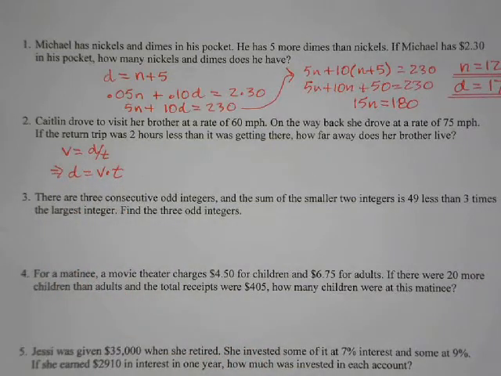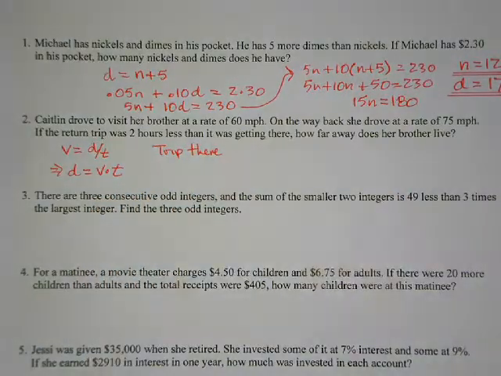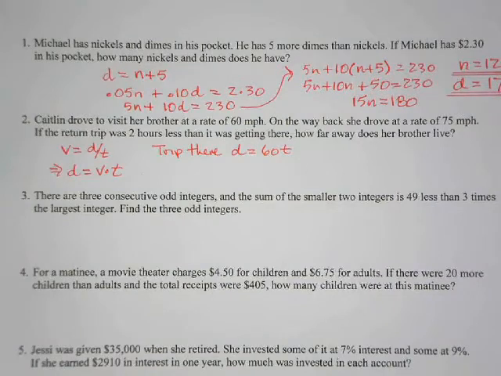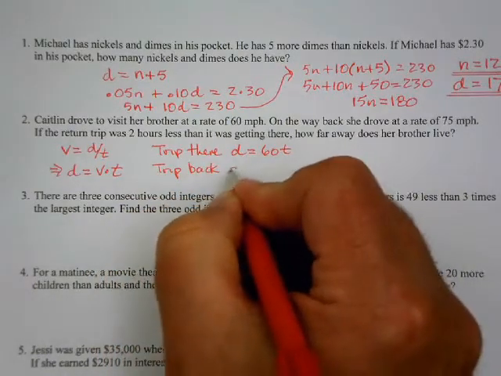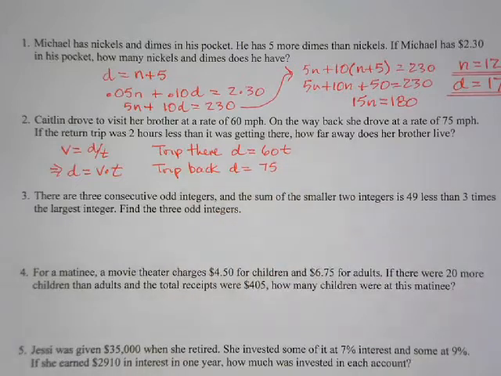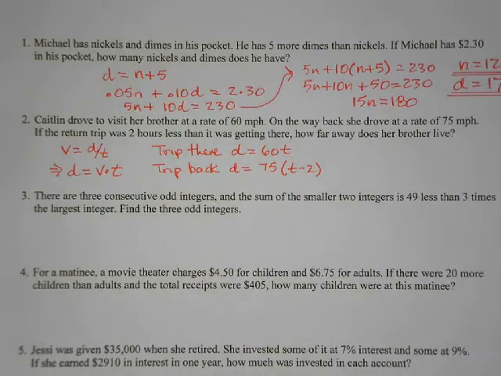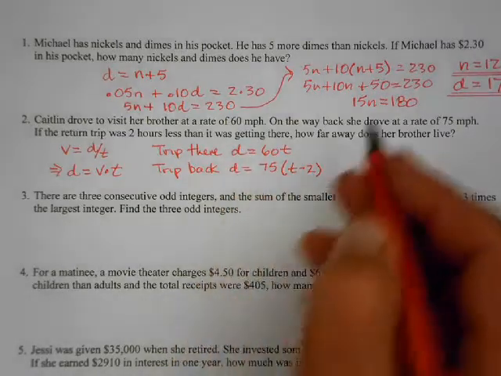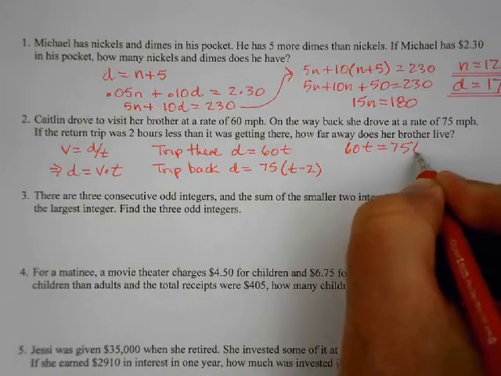Now, trip there, and again, little pieces like this can help. The trip there, well, my D is going to equal 60 times however long it took. My trip back, the distance is going to be 75 miles per hour. However, it took 2 hours less. And so I needed T minus 2 there. Now, we're making the assumption that she took the same trip there to get back, and therefore these two T's are equal, and so I can now go 60T has to equal 75 times T minus 2.